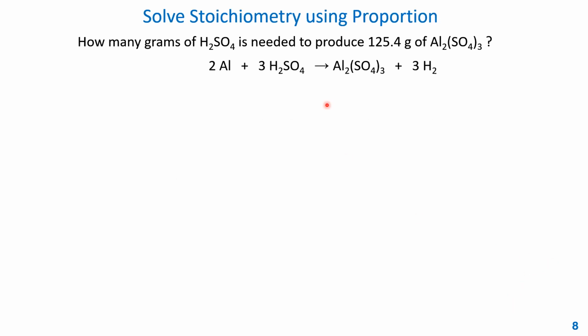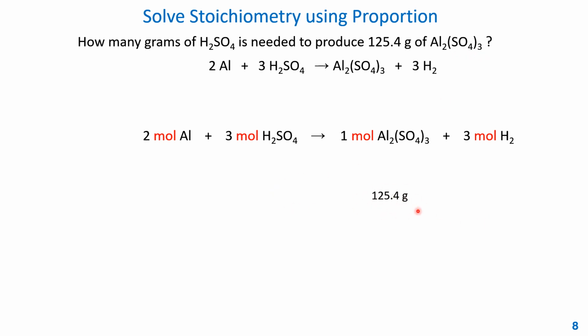The other way is using proportion. Same question. We write the ratio in moles, the coefficient ratio, and then we have the mass of the aluminum sulfate given, so you write that under this chemical here, 125.4 grams. So this is a mole, and we need to convert the mole to mass. This is 1 times the molar mass of the aluminum sulfate.